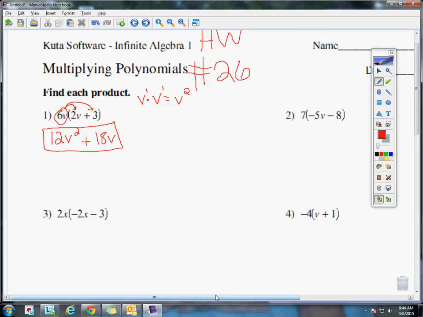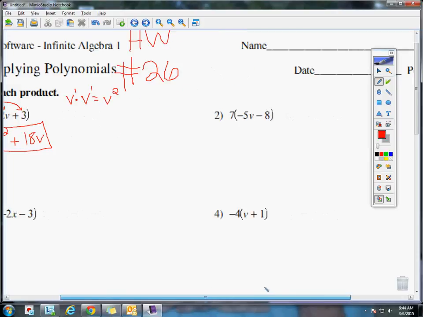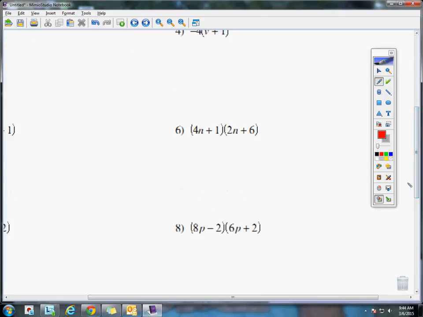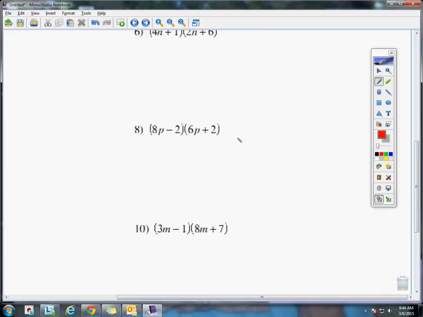Okay, next one I'm going to do is number 8. Number 8, we have 8p minus 2 times 6p plus 2. Okay, you have two binomials, so we're going to do our box method. Y'all do this in science. It's called the Punnett square. It's the same concept. You have 8p minus 2. Then you have 6p plus 2. Okay, and we're just going to multiply.